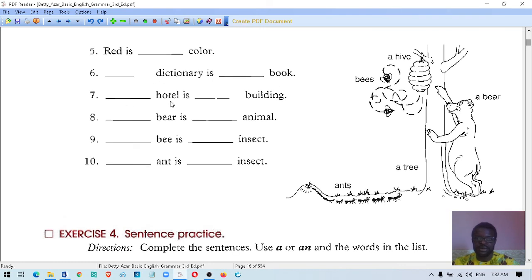A hotel is a building. A bear is an animal. A bee is an insect. An ant is an insect. See a bear, see the beehive. You see bees when there are many. See the bees. Have you seen a bee before?